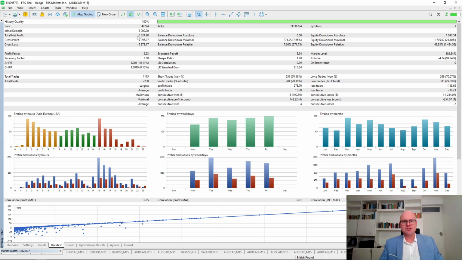with 1.2. Now, this set file was able to generate a total return of $6,624 with an equity drawdown of 1,700. It still placed more than 1,000 trades, and the profitability or win rate is up to 70.3.